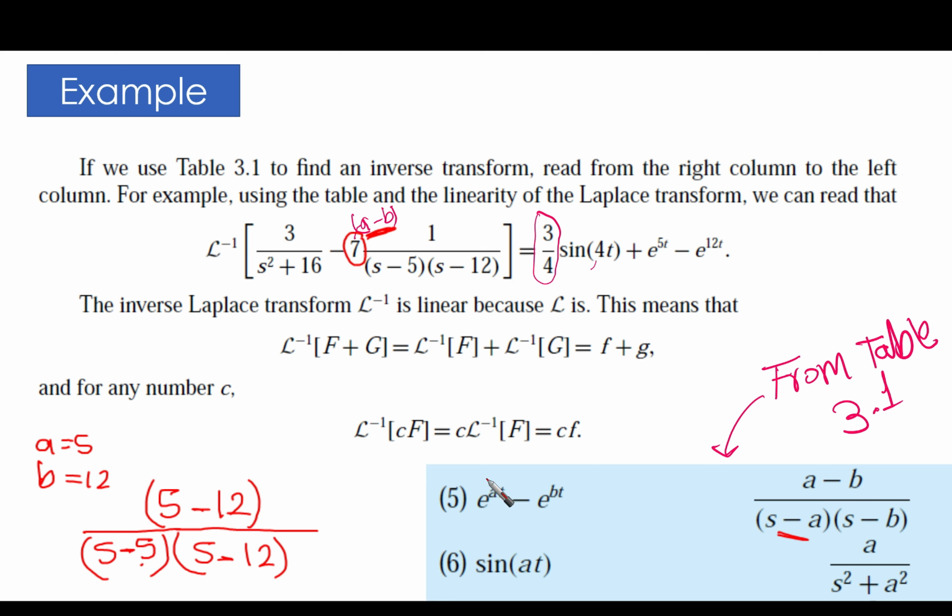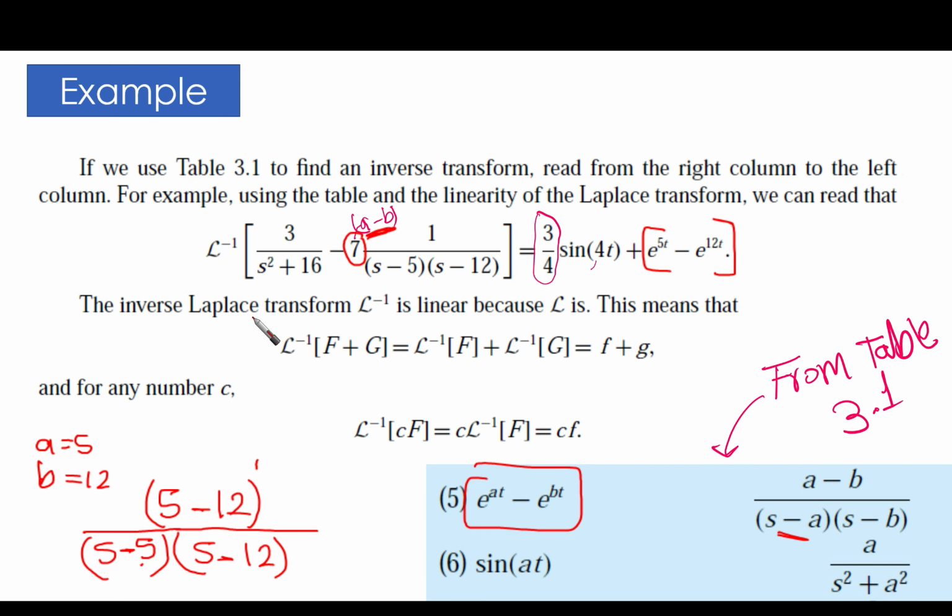This means that our function is going to be the exponential function, which is e to at minus e to bt. And this is what we're going to put here. Exactly, e to 5t minus e to 12t. Okay? You understand it now? I hope that you could understand what I have explained.